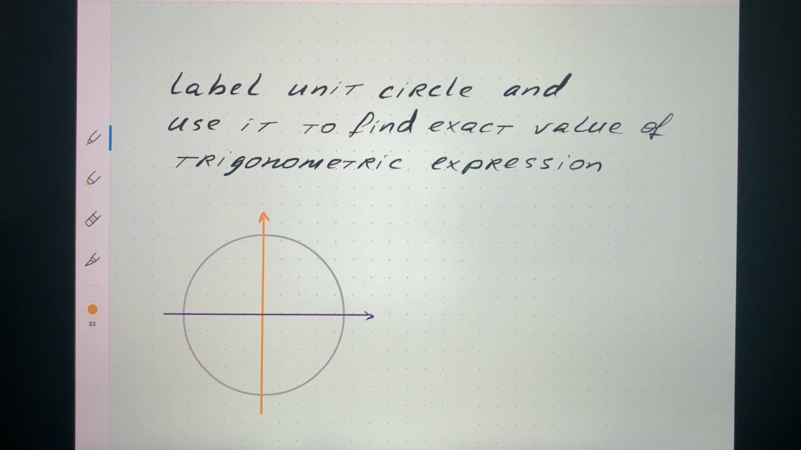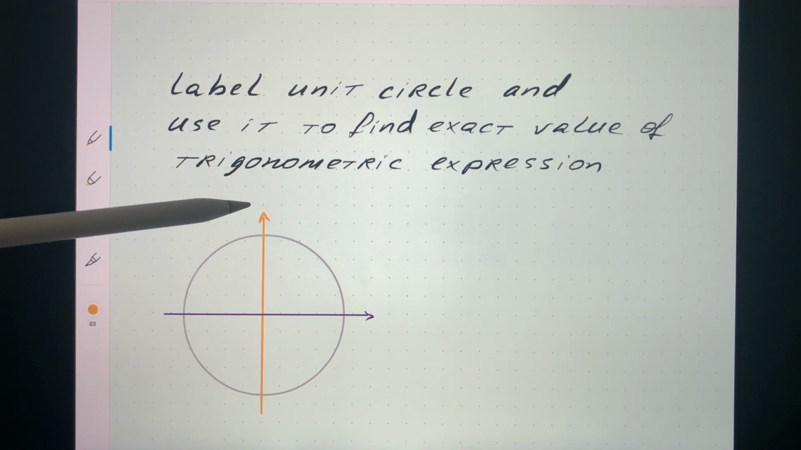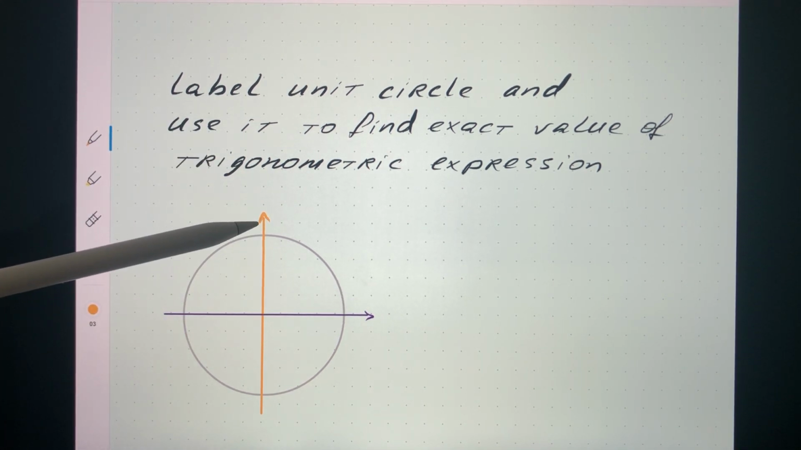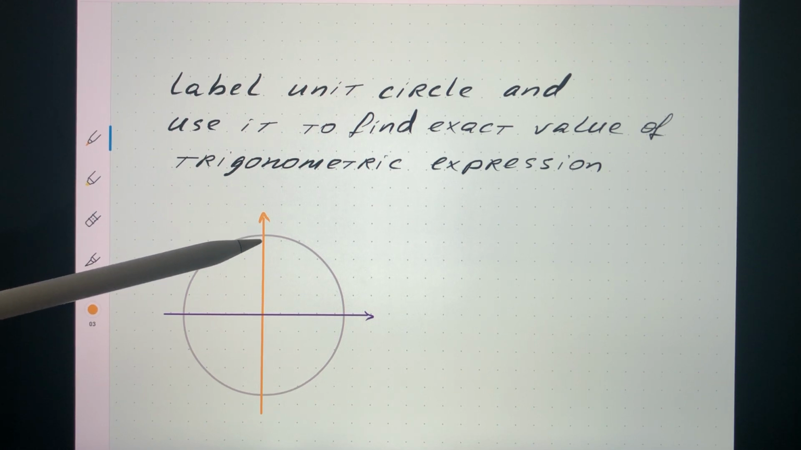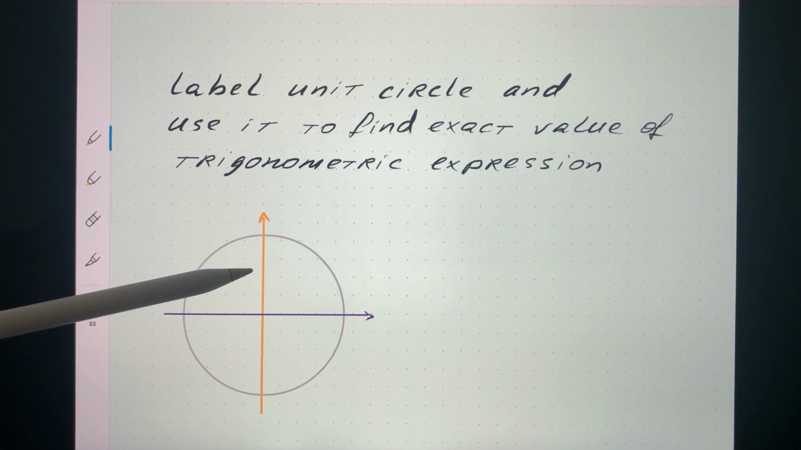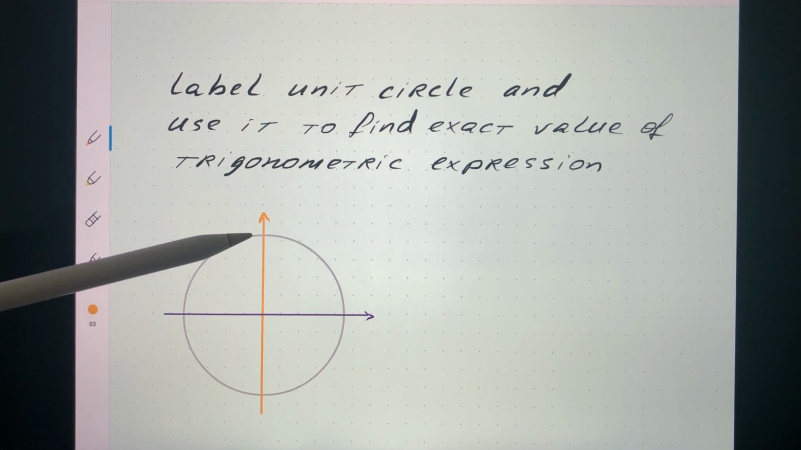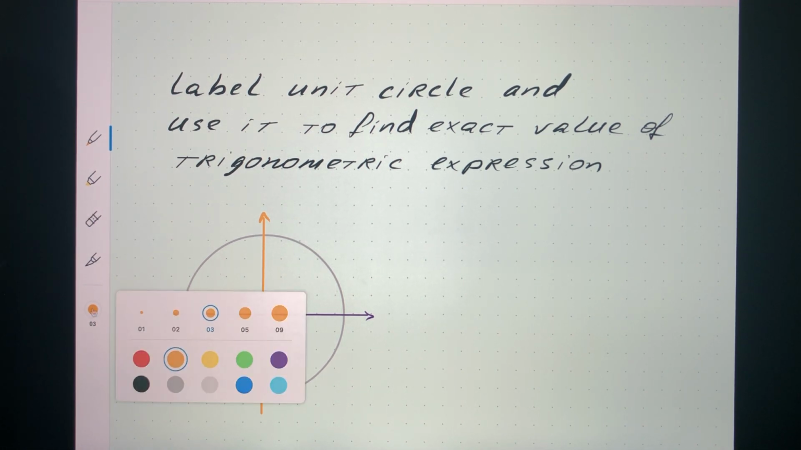Hello, in this video, let's look at why we label the axis of the unit circle the way we do. And then we will use the unit circle to evaluate one trigonometric expression that has many items. We will do it two different ways. One is using the unit circle, the other one only using the calculator. So here it goes. Now, first of all, let's figure out why we label the axis the way we do.